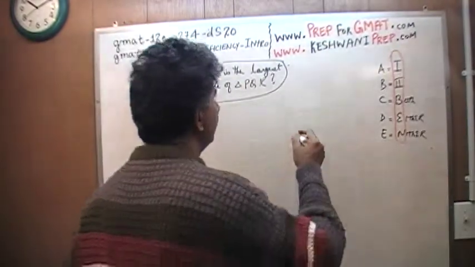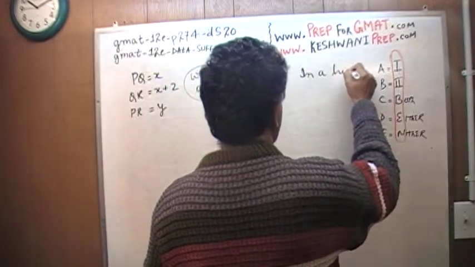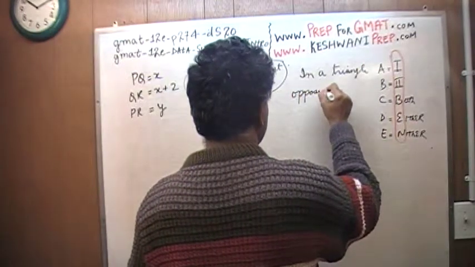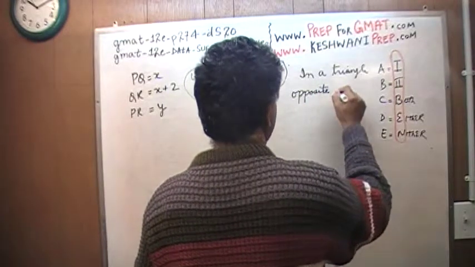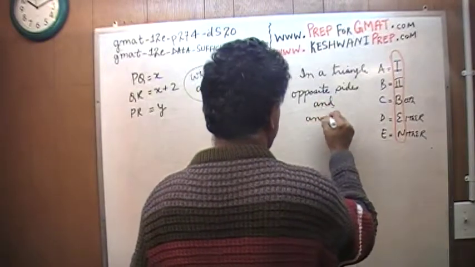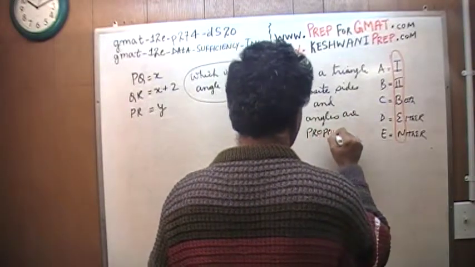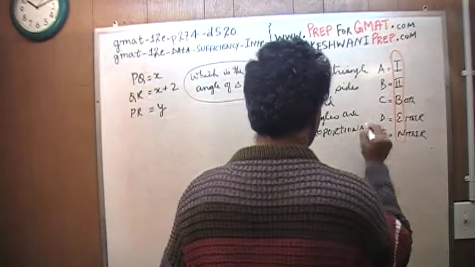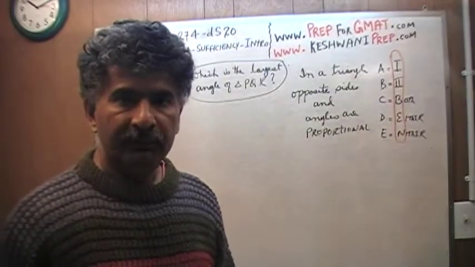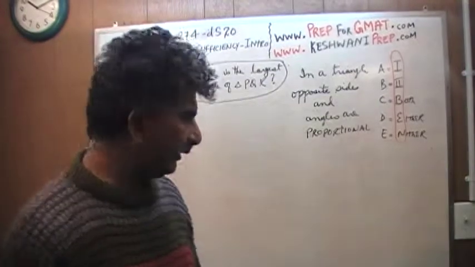So here we go. In a triangle, opposite sides and angles are proportional. Before we go any further, what does it mean for two things to be proportional to each other? Let me give you a simple example of it.